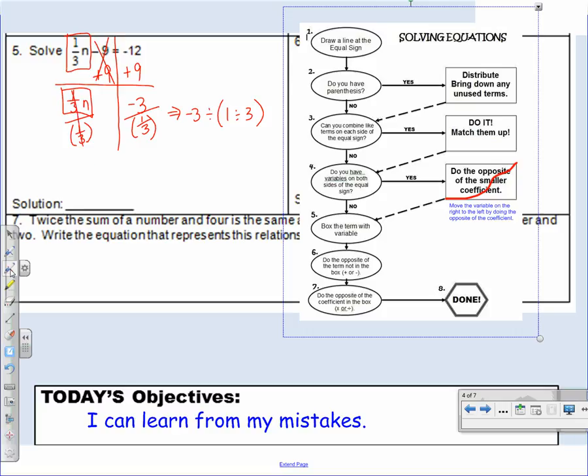Left side, the 1/3s cancel. We're left with n equals. On the right side, when you put it in the calculator, you'll get a negative 9.